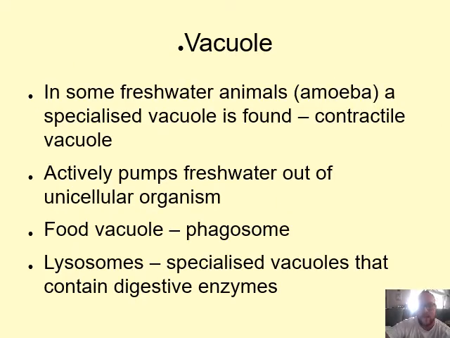In some freshwater animals, like the amoeba, a specialized vacuole is found, or a contractile vacuole. All right, we did this just the other day when we did osmosis. It actively pumps fresh water out of the unicellular organism, such as an amoeba. Then we have a food vacuole, also known as a phagosome. Phago means to eat. Okay, and we did briefly mention this as well.